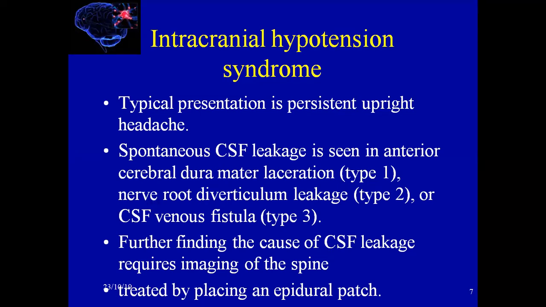It has a typical presentation, and the patient will only complain of upright headache. There is spontaneous CSF leak seen in the anterior cerebral dura mater laceration. This is called type 1, and also nerve root diverticulum leakage. This is type 2. Or there is the CSF venous fistula, and this is type 3. So finding the cause of CSF leakage sometimes requires imaging of the whole spine. The treatment of this leakage will be using an epidural patch.